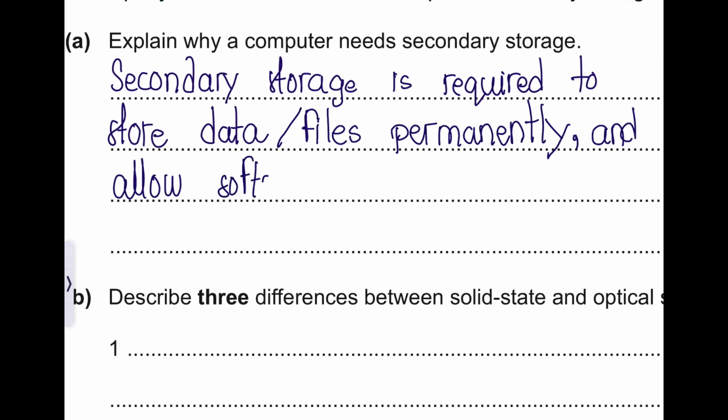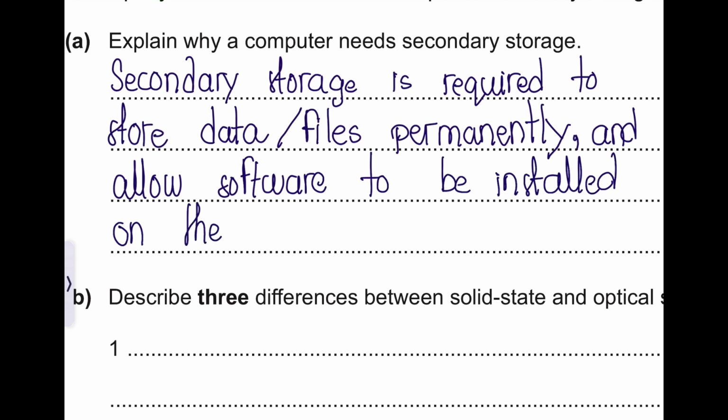You can also say it allows software to be downloaded to the computer or to be installed, because software would often be installed on the computer. Alright, just to explain it once more: a computer basically needs secondary storage in order to store data and files permanently, and also to allow software to be installed.